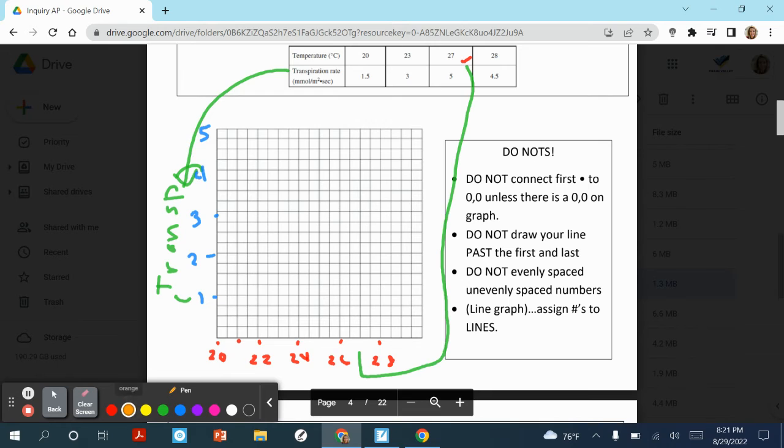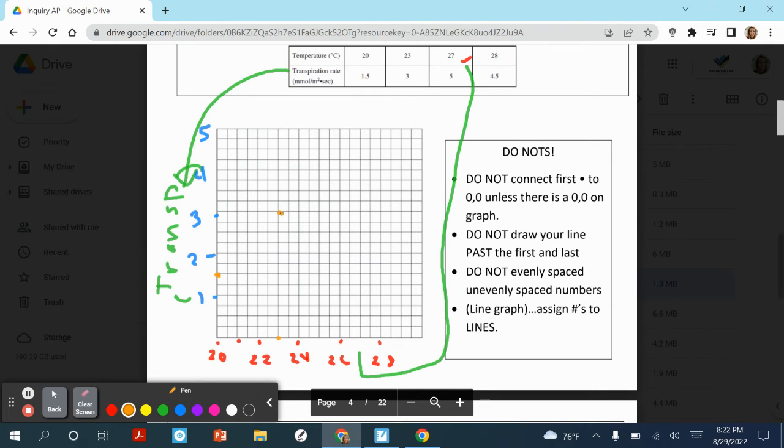So whenever I go to graph at 20 degrees Celsius, my transpiration rate is 1.5. That should be really easy to find. So my 1.5 should be right here. My finger can get that data point there. So at 23, it should be easy to find 23. So 23 is right here. Okay, I'm not going to actually put the line there. I'm just showing you where I'm at when I'm looking at my graph here. So that would be 23 in the middle of 22 and 24. So we would go up and we would put a data point right on the 3.